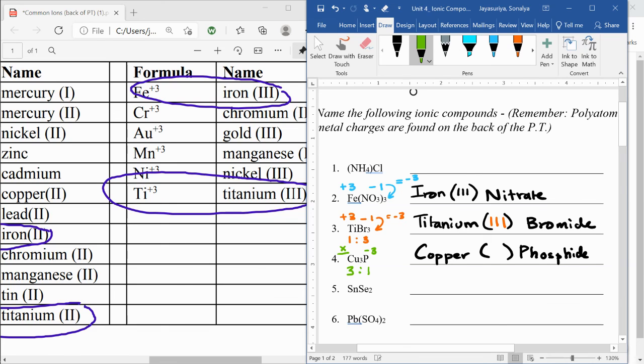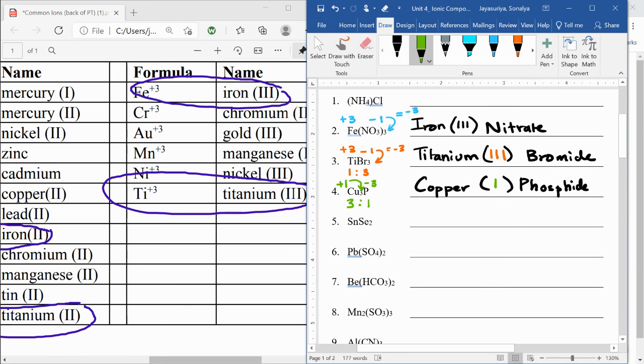So let's say the number you're looking for is x, x times 3 must be +3. So the only number that will give you x times 3 equals +3 is if x is +1. Plus 1 times 3 gives you plus 3. So this has to be copper 1, okay? Because it's only if you multiply plus 1 by 3 that you get a plus 3 to balance out the negative 3 from phosphorus. So copper 1 is what's present there.